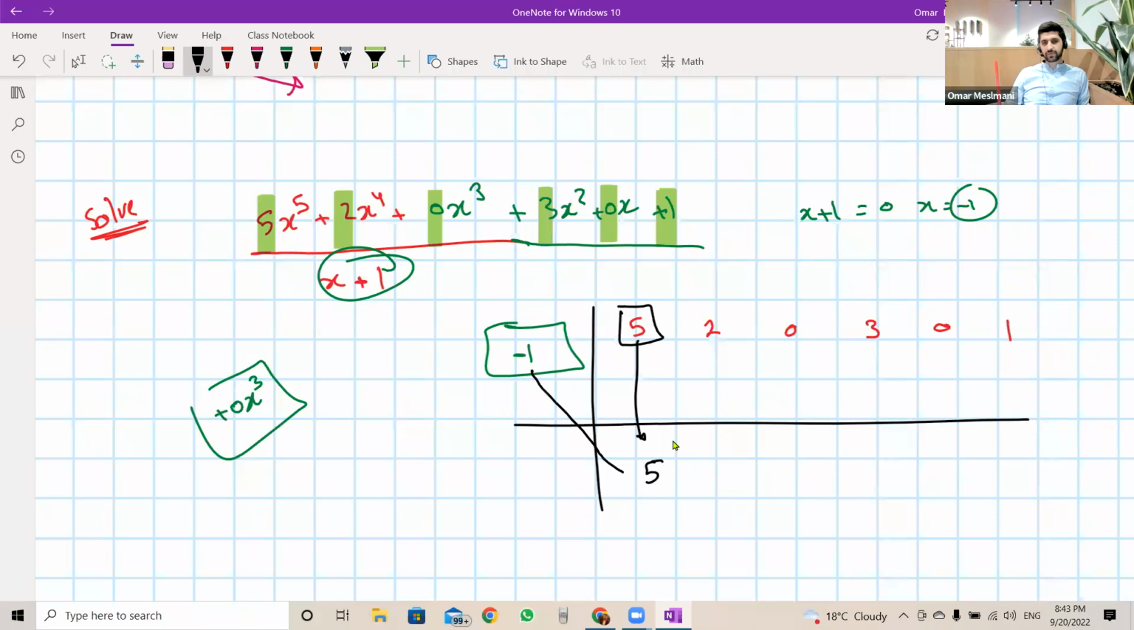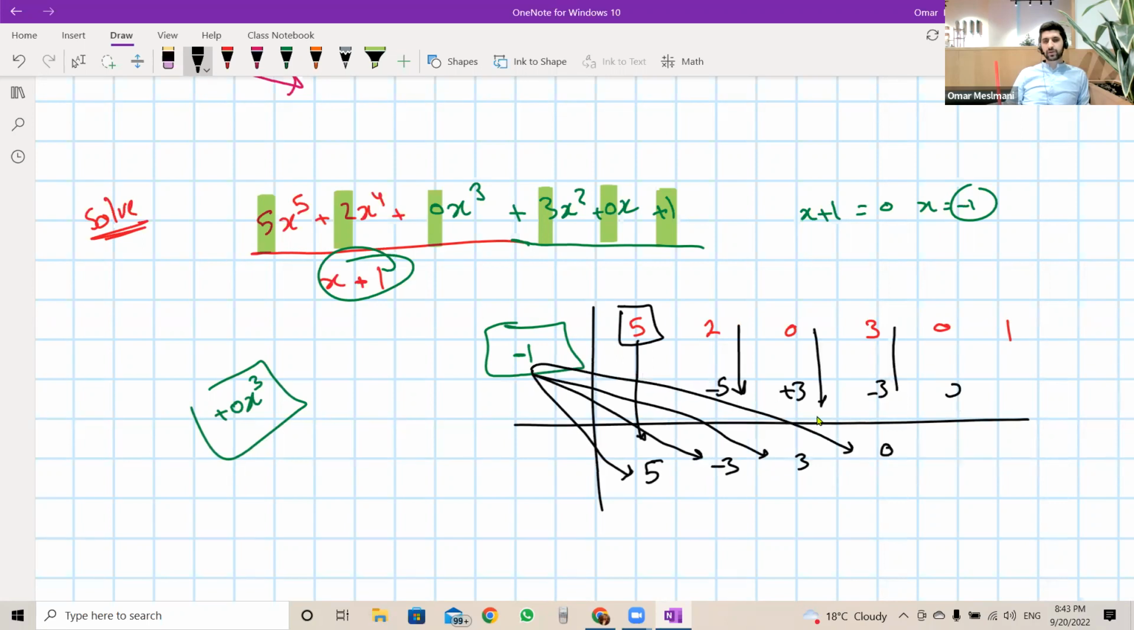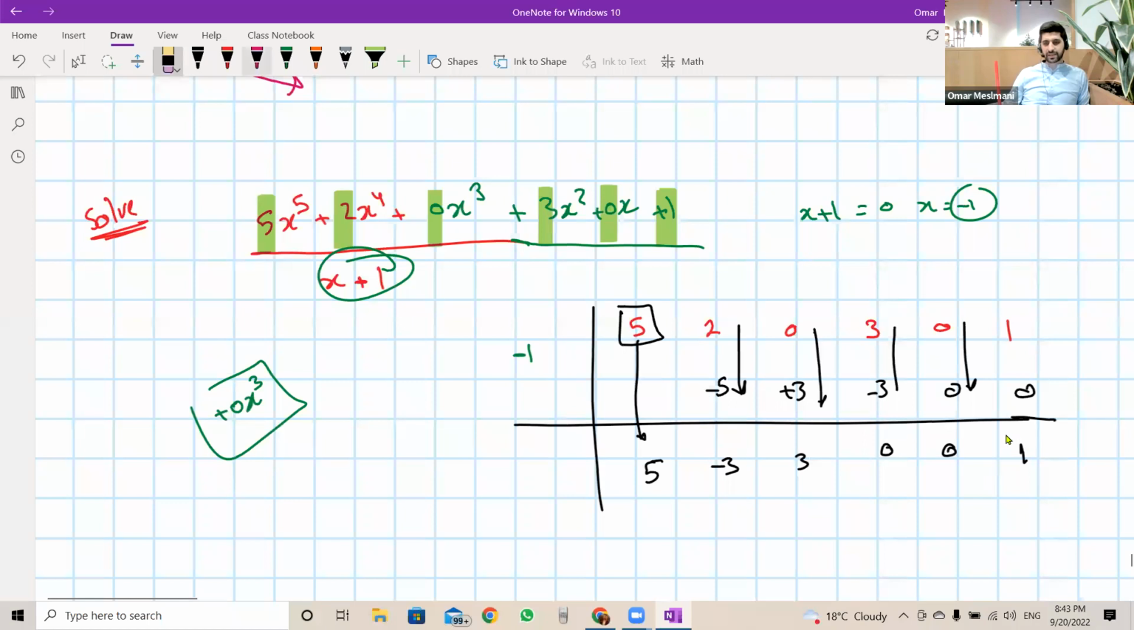So you say -1 times 5, it's -5, and you add -3. You distribute again with -1. Plus a 3, you add. -1 times 3 is -3. You add, it's 0. -1 times 0 is 0. You add, it's 0. -1 times 0 is 0. You add, it's 1. So you basically finished, right? All of them are done. Everything's good. That's what you do at the end. The last answer you have is your remainder.